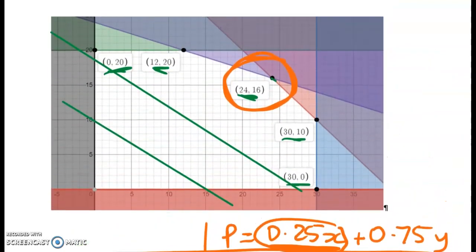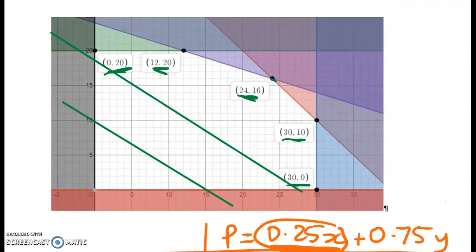What's going on in here is that instead of having just two places where they're making $18 of profit, right?